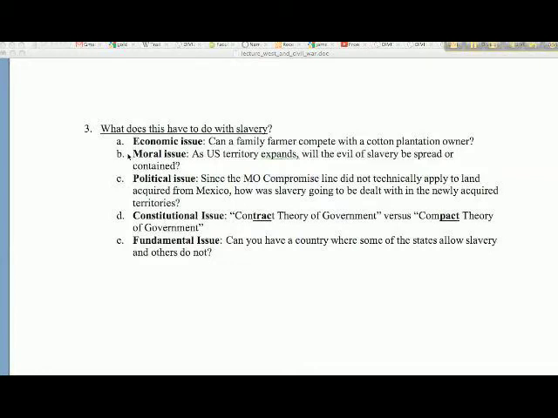Westward expansion was a moral issue. As U.S. territory expanded, would the evil of slavery be spread or would it be contained? It was also a political issue. Since the Missouri Compromise line did not technically apply to land acquired from Mexico, how was slavery going to be dealt with in the newly acquired territories? Let me show you that.